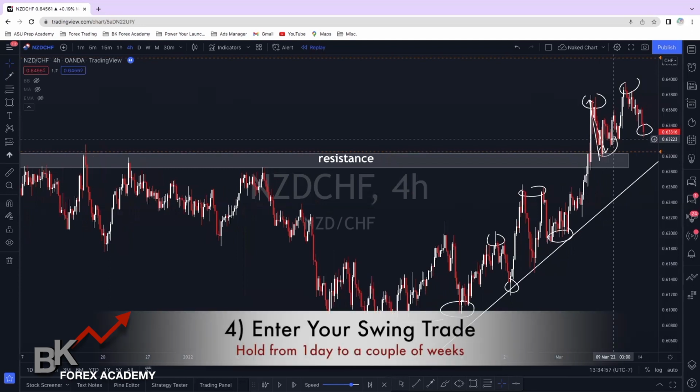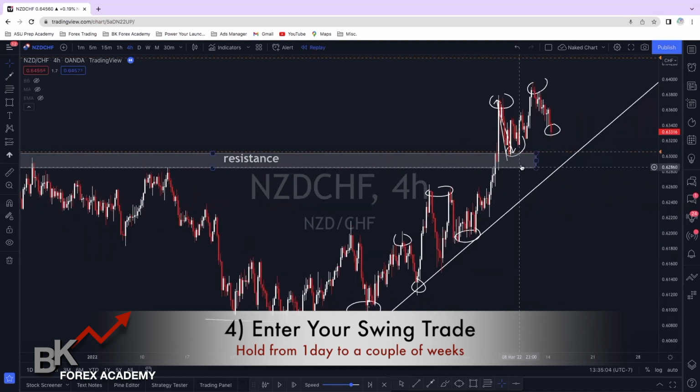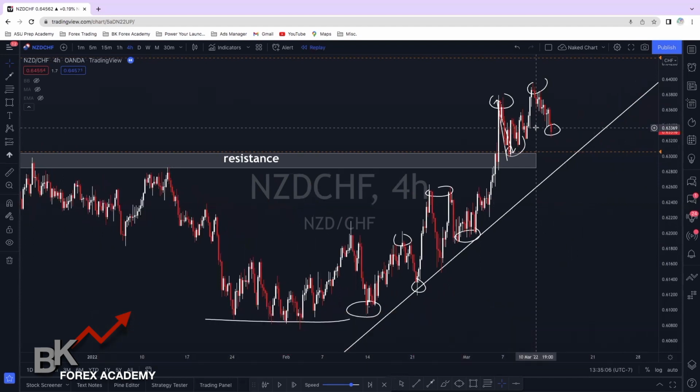We want to enter our swing trade strategy, and we're going for a buy. Now, why a buy? Because our bias is an uptrend. We're trend trading, okay? And swing trading is when you're in a trade for a day or two or more, like a couple of weeks. So we plan on entering this price and then forgetting about it. We can check it every few hours, every day, depending on what you feel comfortable with.